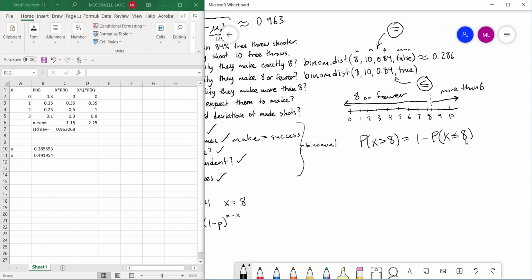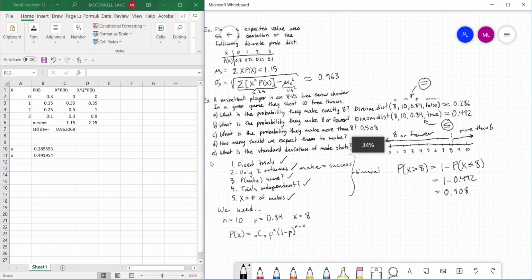We already found this number. The probability that x was less than or equal to 8, I didn't write it down, but I'm copying it from over here. It's this number right here, 0.492-ish. So if I subtract 0.492 from that 1, I'm going to get 0.508. And that's going to be the answer to this one. We have to use our rule of complements, be a little bit clever about how we put things together.